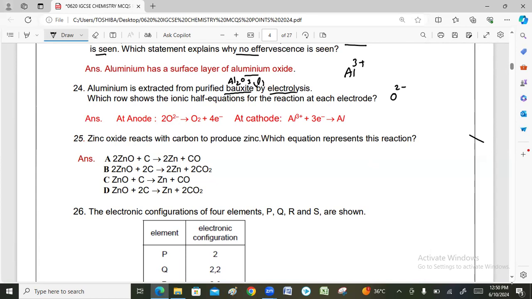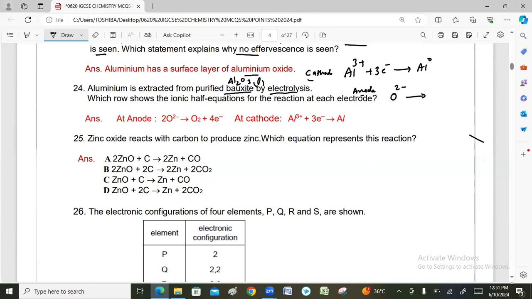Al3+ are the cations, so they will move towards the negative electrode, which is the cathode. Anions start moving towards the anode. Then RED CAT: reduction at the cathode. So at the cathode, there is a reduction. Reduction is the gain of electrons. So we will get aluminium.